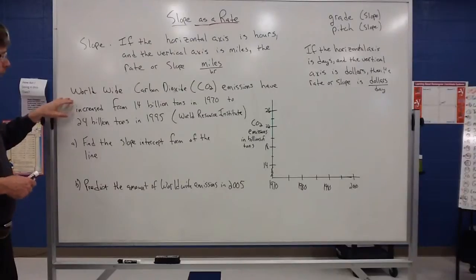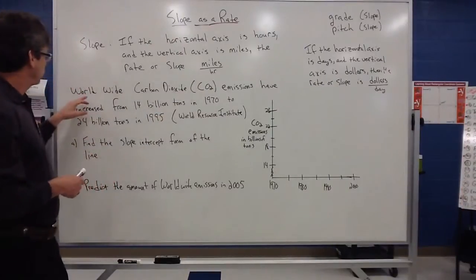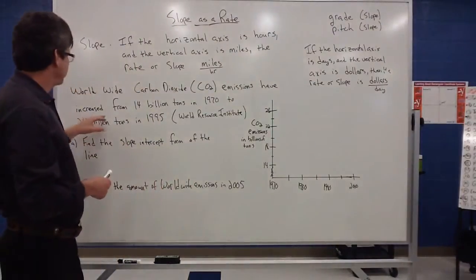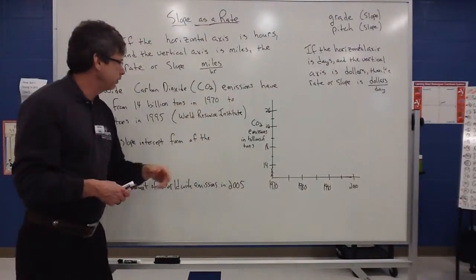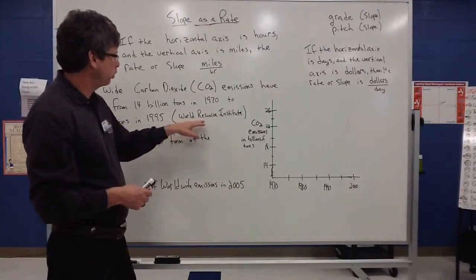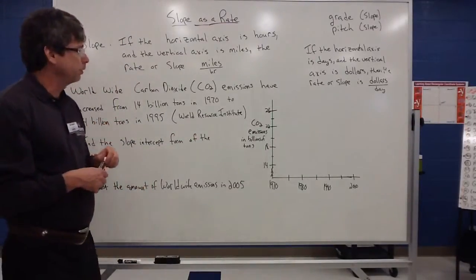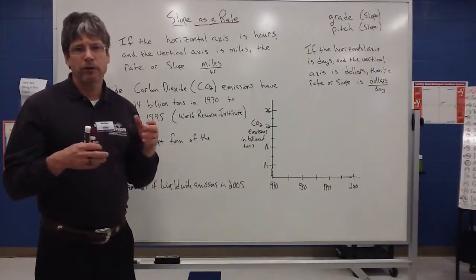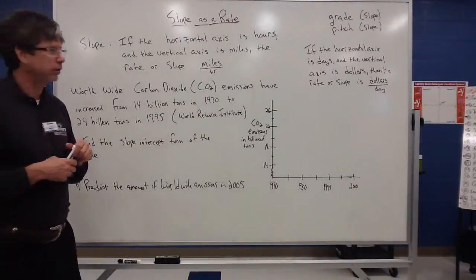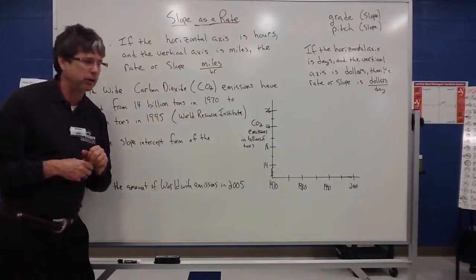Our example that is given to us is something about carbon dioxide, or what we call CO2. So worldwide carbon dioxide, in other words, CO2 emissions, have increased from 14 billion tons in 1970 to 24 billion tons in 1995. This is from the World Resource Institute. These days, carbon is a big concept. We're trying to reduce what we call our carbon footprint, trying to drive less, use less fossil fuels. So this is kind of an important concept, and it is tracked. People are trying to record this information accurately.